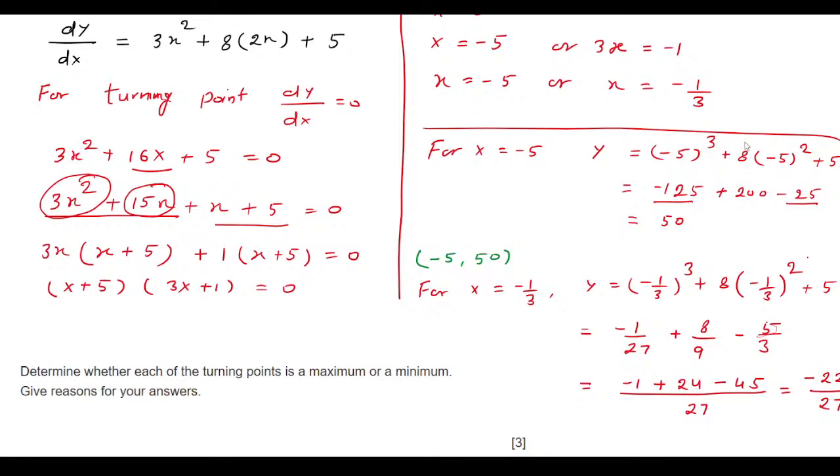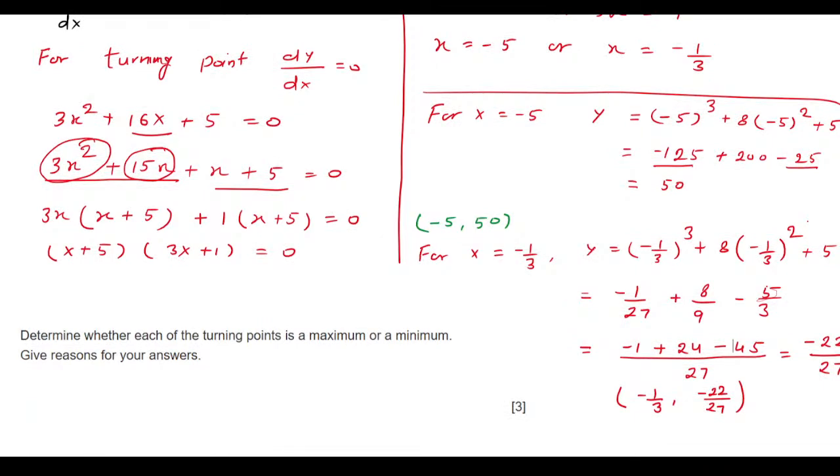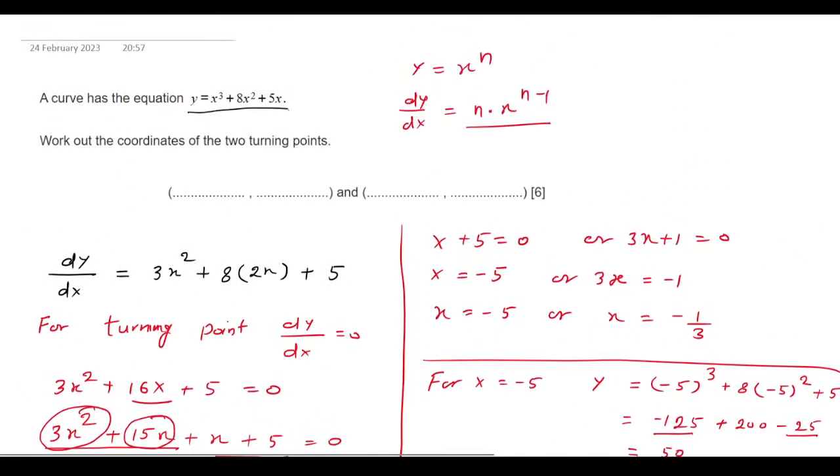So here the question is find the turning points. The next turning point is minus 1 by 3 comma minus 22 divided by 27. Okay. The problem was a little lengthy. So here one point I got is minus 5 comma 50. The other point I got is minus 1 divided by 3 comma minus 22 divided by 27.